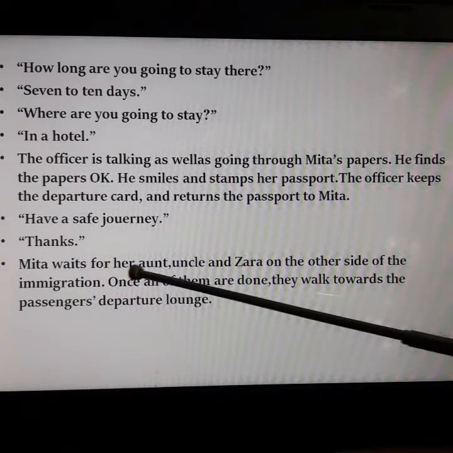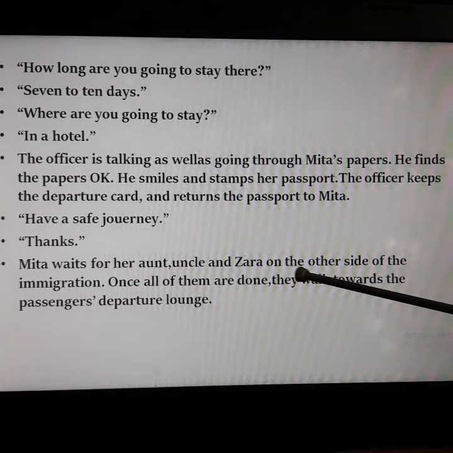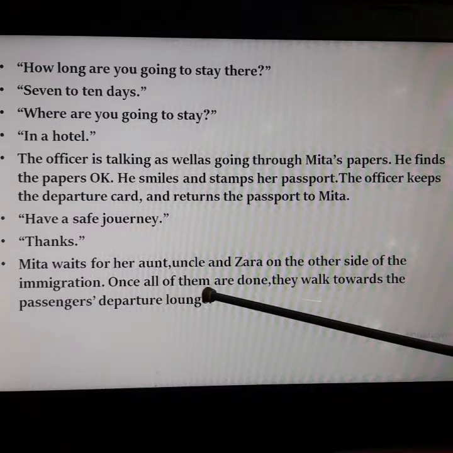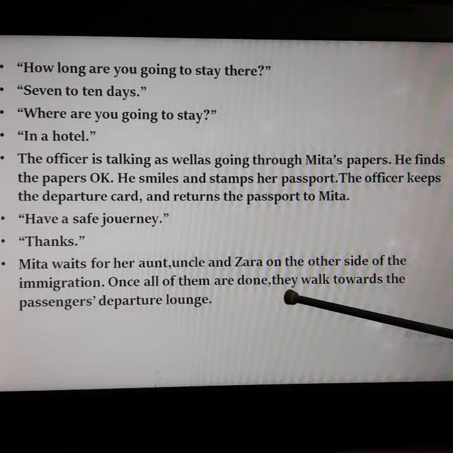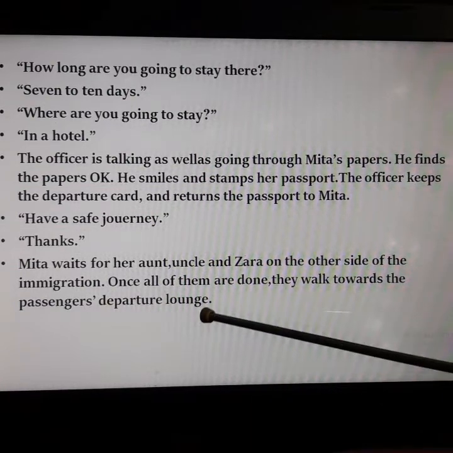Mita waits for her aunt, uncle and Jara on the other side of the immigration. Once all of them are done, they walk towards the passengers' departure lounge.